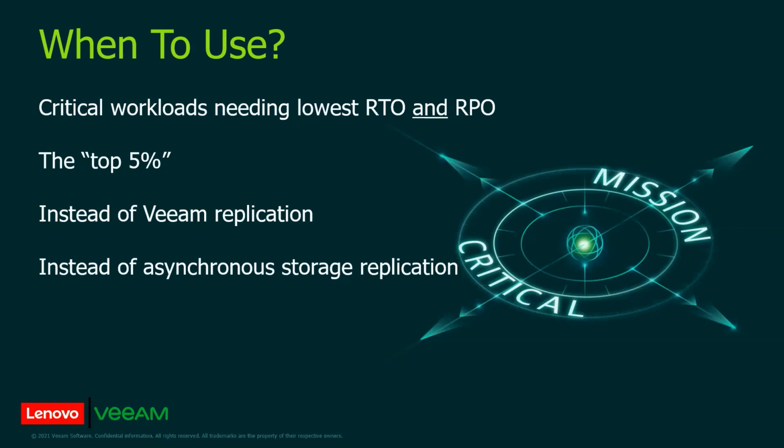Now, we don't expect that you would use this with all of your VMs. In our minds, this is the top 5%. This is your mission critical transactional database server that runs your company e-commerce site or something similar. And this just gives you another option.